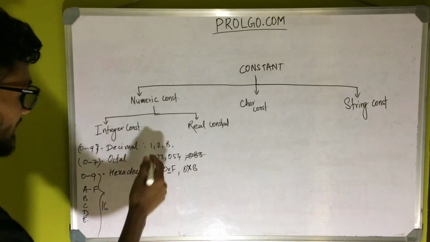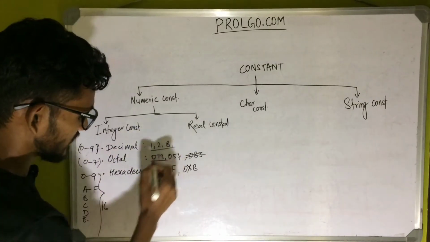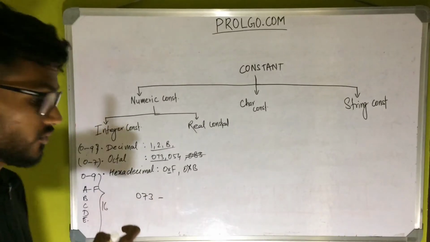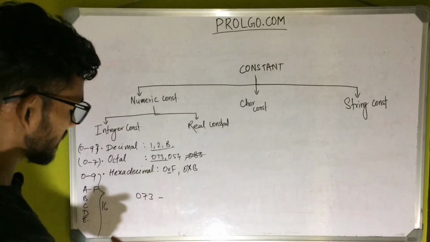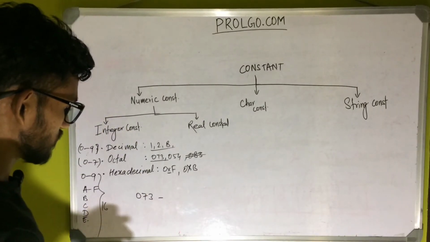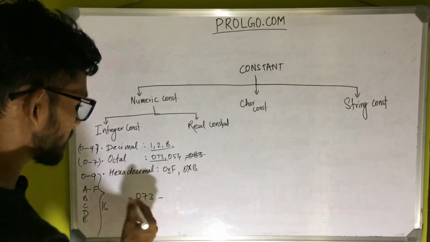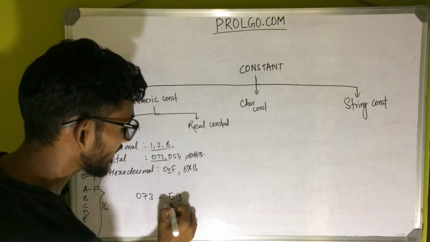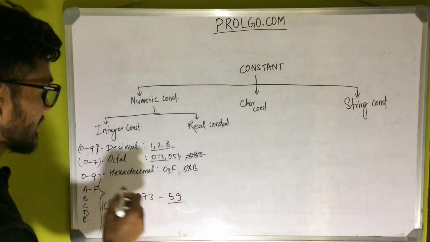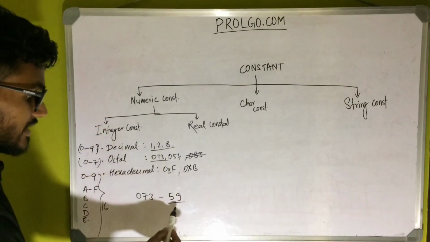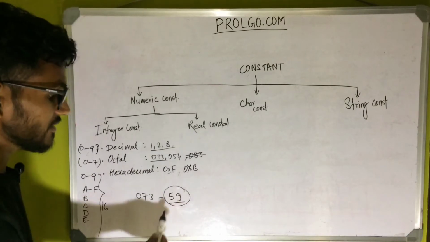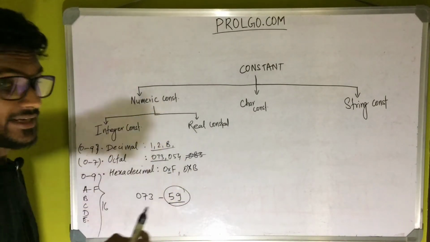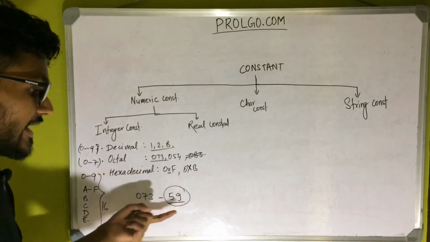So let me take this one, 073 in octal. What is the actual value in decimal? That will be 8 into 7, 56, plus 3. So this is actually 59. The number system which we are using is decimal, and in decimal it is 59. So while storing the value in the computer, it will be stored as 59.